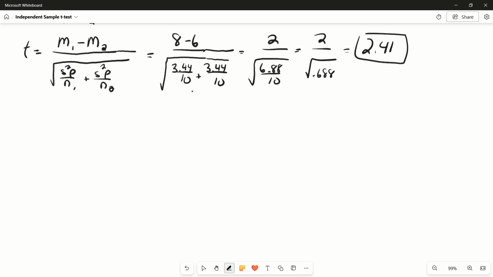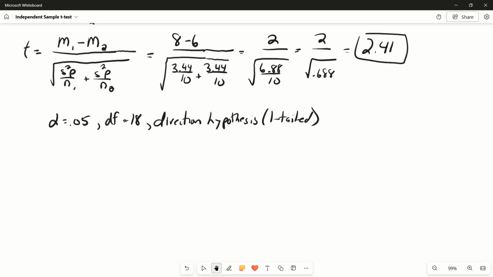And we are looking at points. So alpha here is 0.05. And our degrees of freedom here are 18. And this is also a one-tailed test. So it's a directional hypothesis. So since it's a directional hypothesis, it is a one-tailed test. And the one-tailed test gives you a little bit more power than the two-tailed tests. So there's a possibility we can reject the null here.